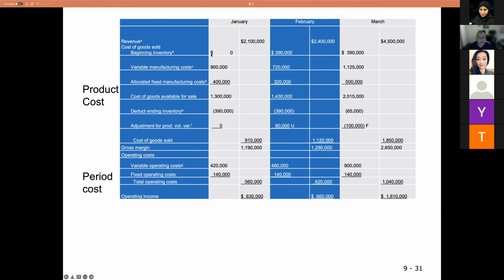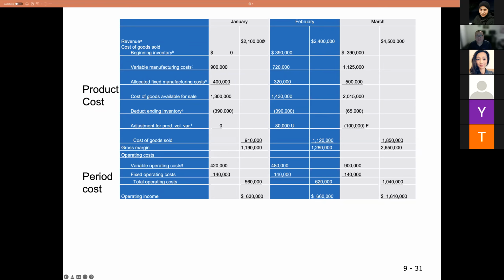You have a beginning inventory balance, and then you just add manufacturing cost, could be variable or fixed. And all this together is your goods available. And then you subtract your ending inventory. That is the cost of goods sold. But don't forget, you have to make an adjustment for the production volume variance. I'm going to explain this later. Then revenue minus cost of goods sold gives you gross margin.